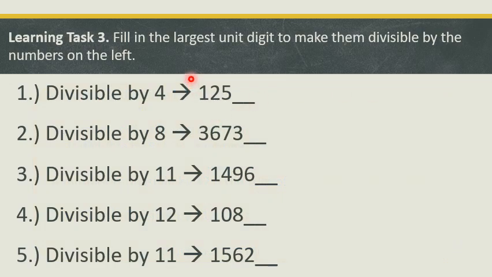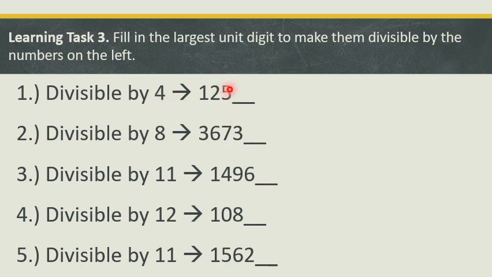So, sa learning task 3, fill in the largest unit digit to make them divisible by the numbers on the left. So, nawawala yung last digit. So, magbibigay tayo ng last digit para siya ay maging divisible doon sa hinihingi. Okay, so since ito ay hinihingi yung divisible by 4, dapat daw ang last two digit is divisible sa 4.